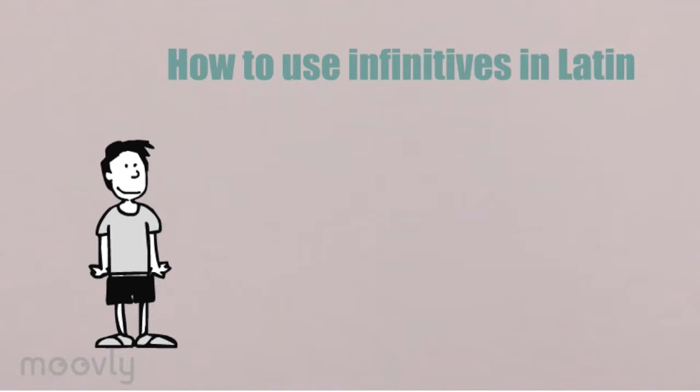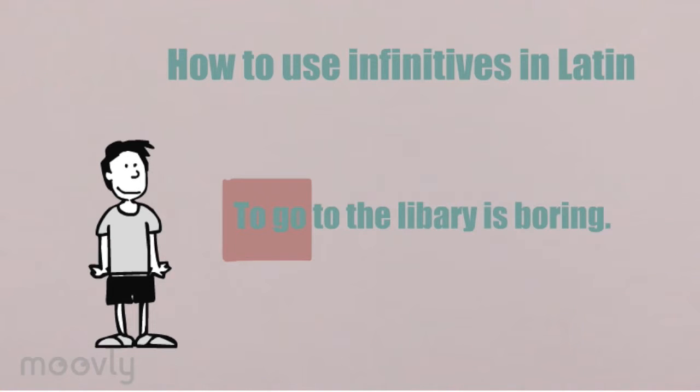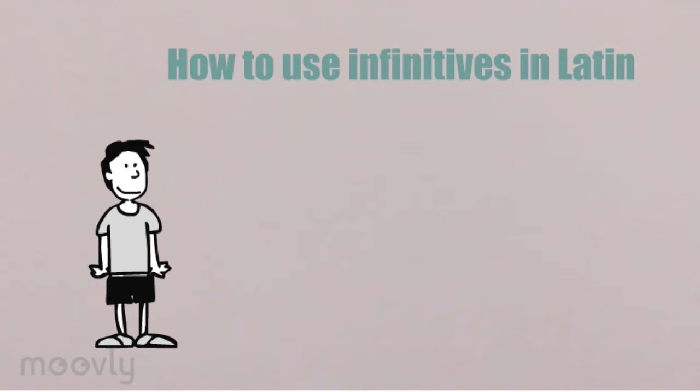You can use an infinitive or infinitive phrase anywhere in the sentence that you can use a noun. For example, in the sentence Sextus is boring, you can replace Sextus with the infinitive phrase to go to the library to get to go to the library is boring. Most of the time in English, this construction sounds awkward, and the infinitive is more commonly seen at the end of the sentence, such as in the sentence, it is boring to go to the library.